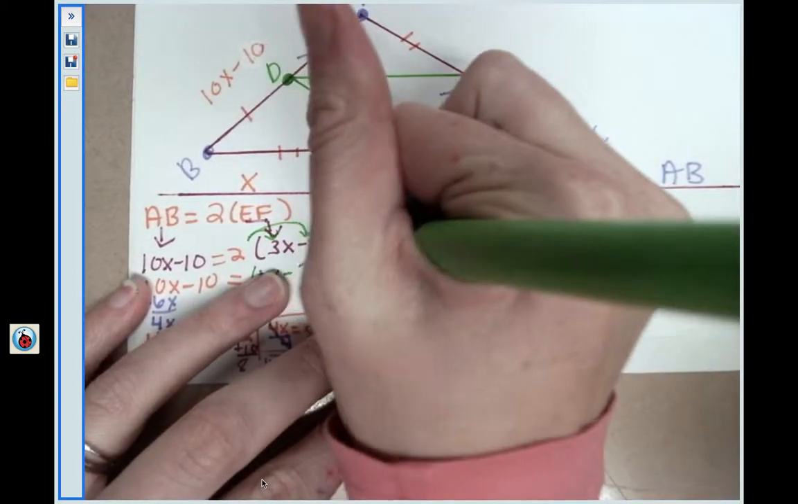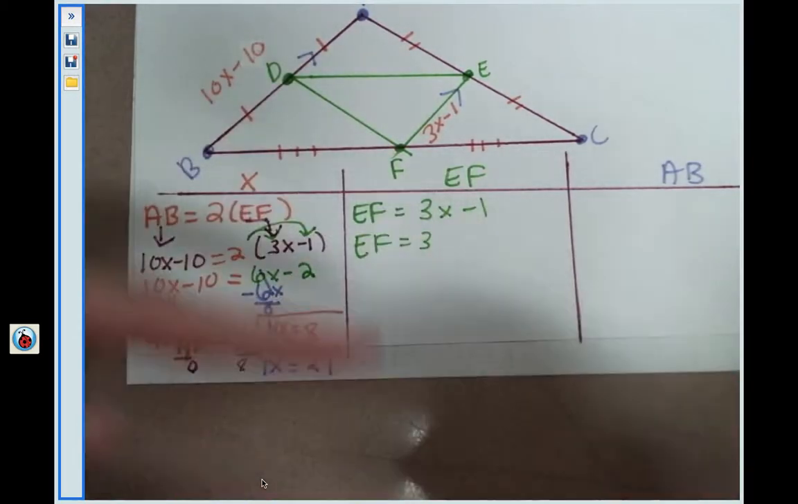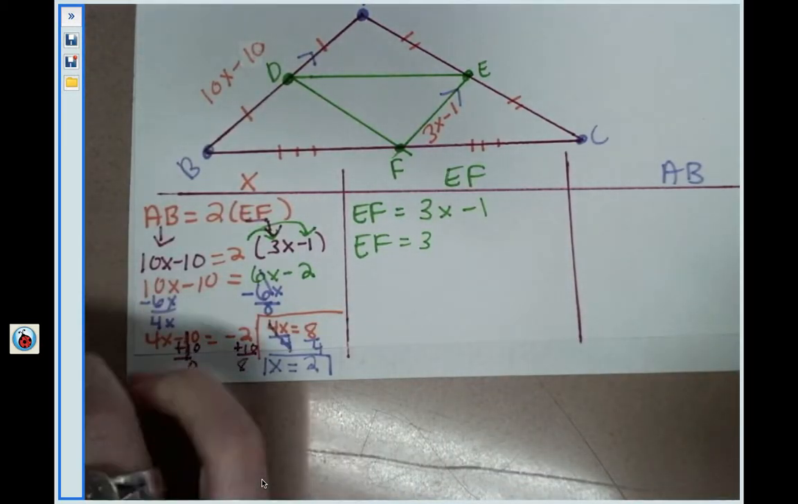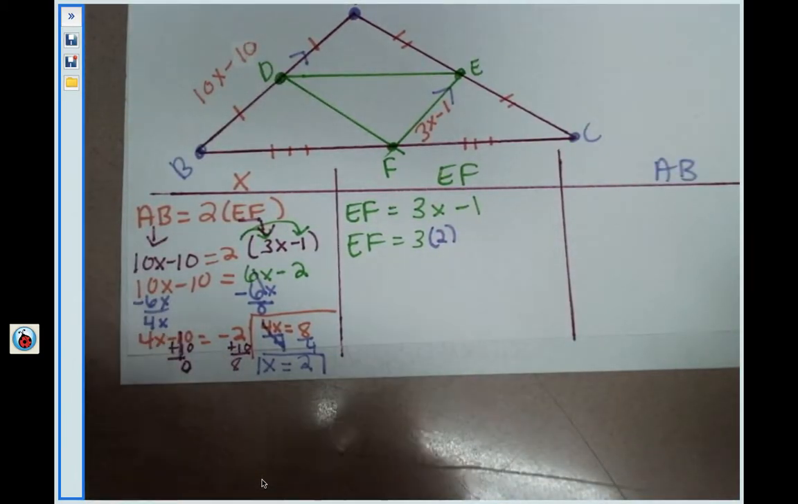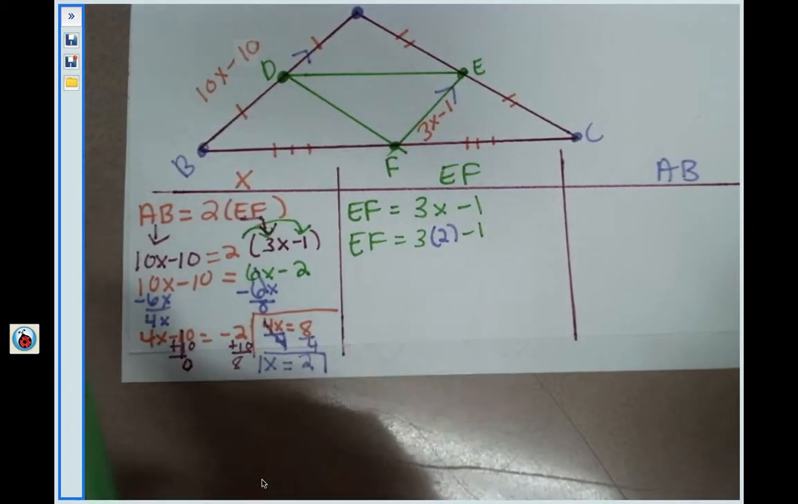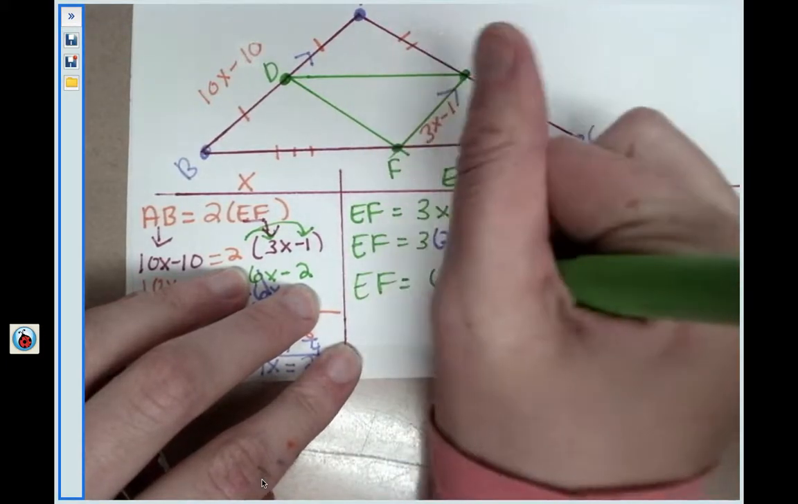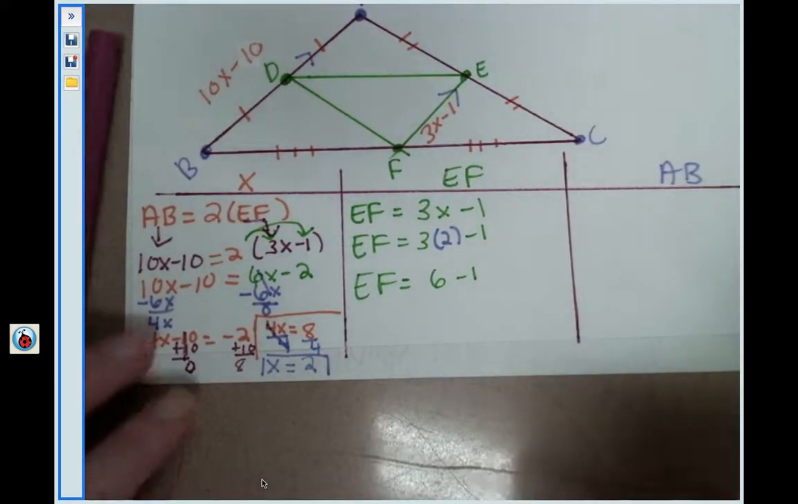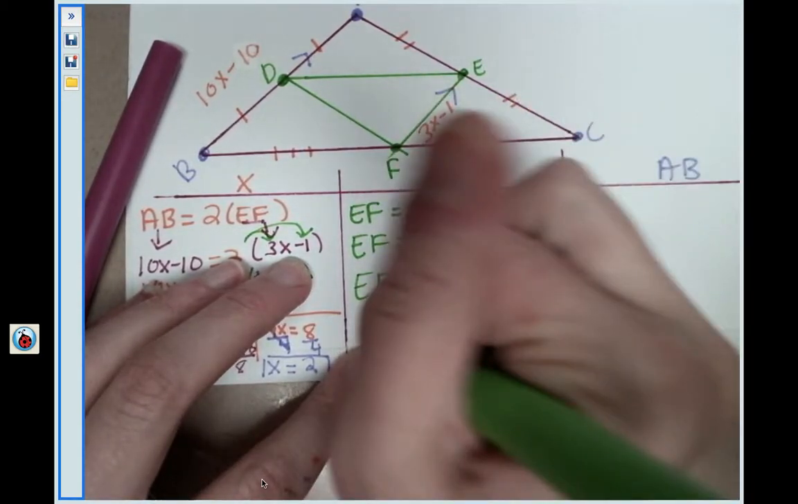So I have EF equals 3, my x is going to transform into a 2, and then I'm going to subtract my 1. So what is 3 times 2? It is 6. So EF equals 6 minus 1. And finally, 6 minus 1 is 5. So EF equals 5.